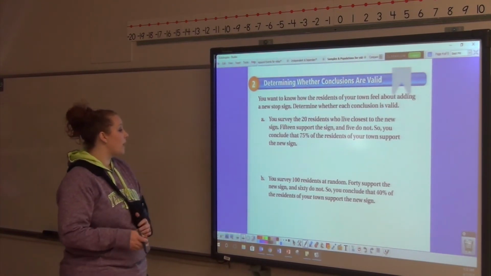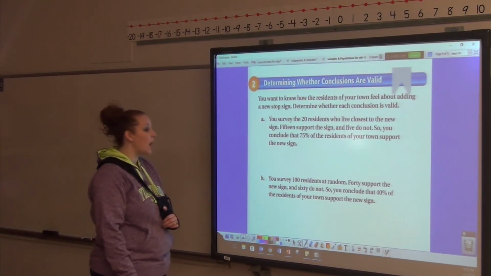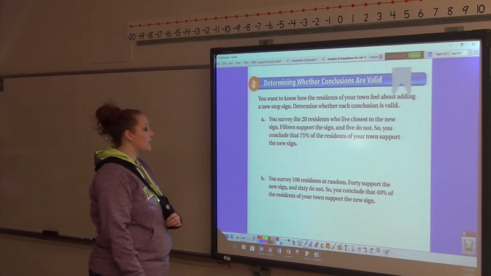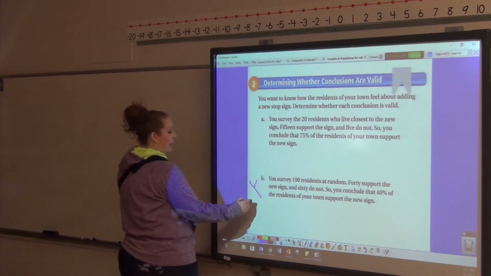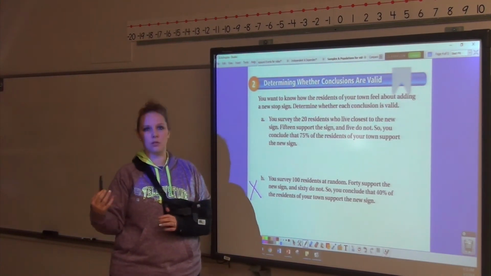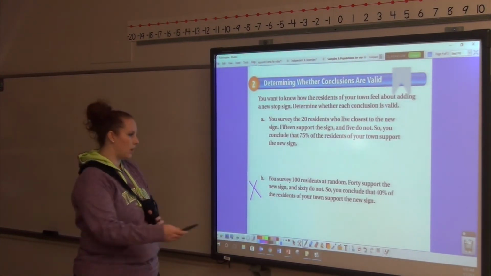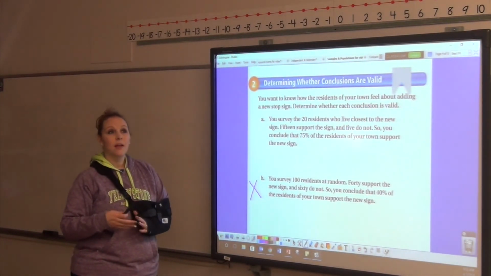B, you survey 100 residents at random, 40 support the new sign and 60 do not. So you conclude that 40% of the residents of your town support the new sign. This one is actually more accurate. This one is only looking at those people in that neighborhood. Of course they're going to support that sign more than this group down here. They live there. They want their neighborhood to be safer.